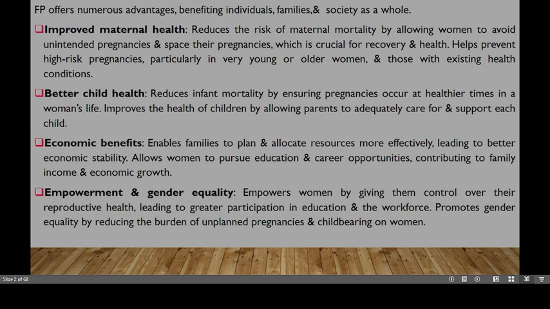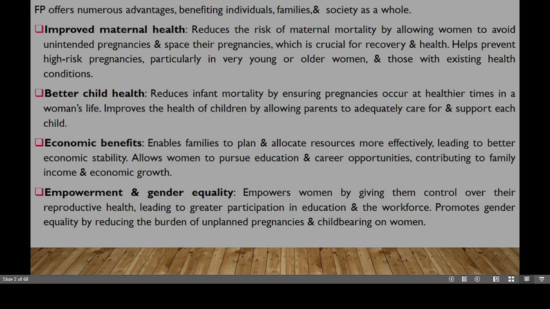Family planning also reduces infant mortality by ensuring pregnancies occur at healthier times in a woman's life. So, in doing so, family planning helps improve the health of children by allowing parents to adequately care for and support each child. Family planning enables families to plan and allocate resources more effectively, leading to better economic stability. So this will help allow women pursue education, career opportunities, which later contributes to family income and also economic growth.